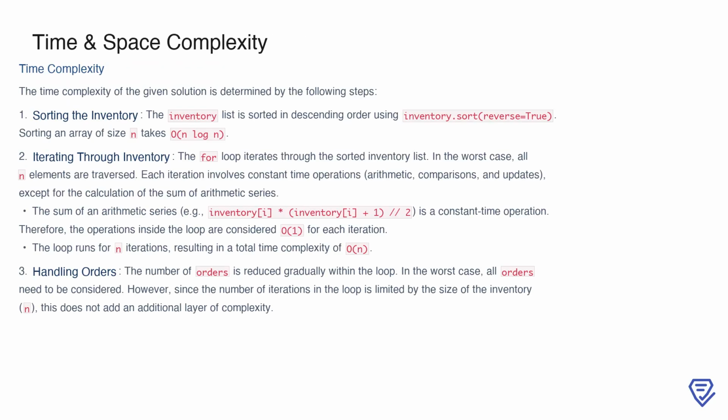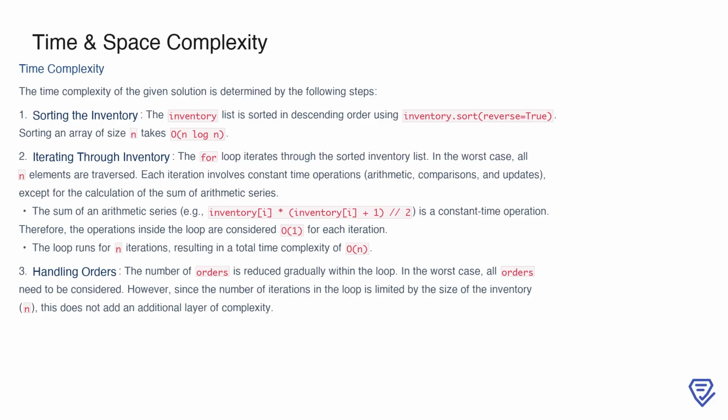The time complexity of the solution is determined by several factors. First, we need to sort the inventory list in descending order using the sort function. Sorting an array of size n takes n log n in the worst case. Once the inventory is sorted, we iterate through the list using a for loop. This loop processes all n elements in the inventory, and each iteration involves operations like arithmetic calculations, comparisons, and updates. Importantly, the calculation of the sum of an arithmetic series, such as inventory[i] * (inventory[i] + 1) / 2, is a constant time operation.